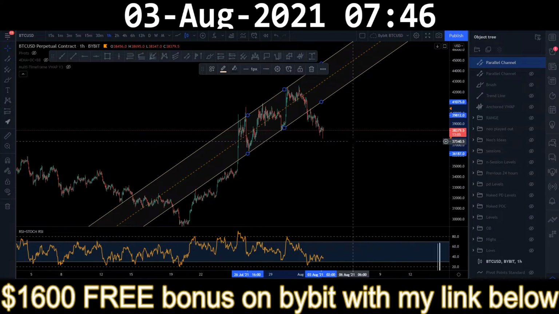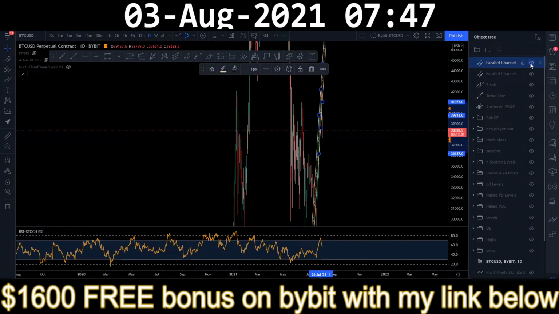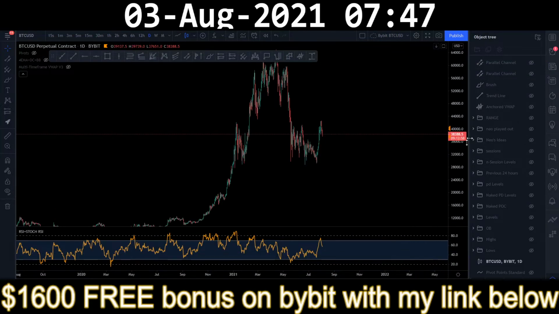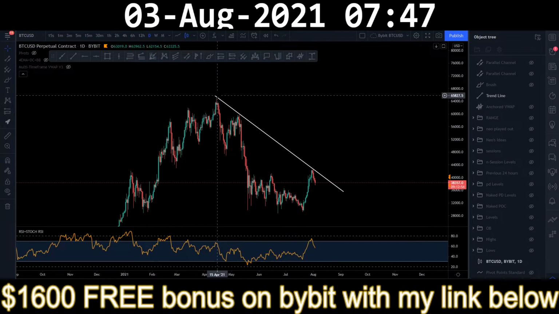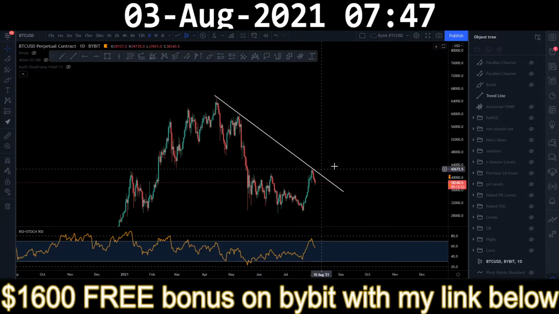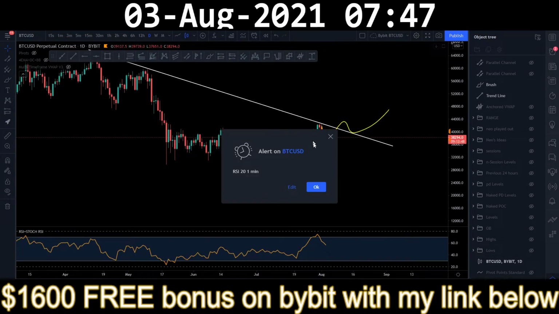So what we were looking at is on the daily. Let's go ahead and look at the daily real quick. And we were looking at this bump and run pattern. And so we had this trend line that we were talking about in the previous videos. We came up, hit that to the exact dollar. And now we have this option of continuing.